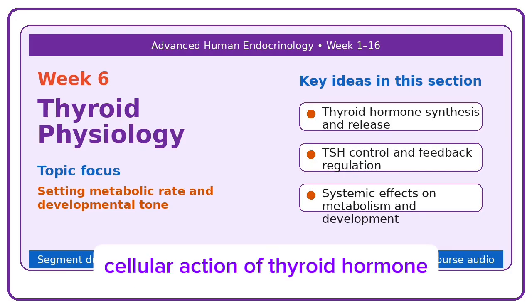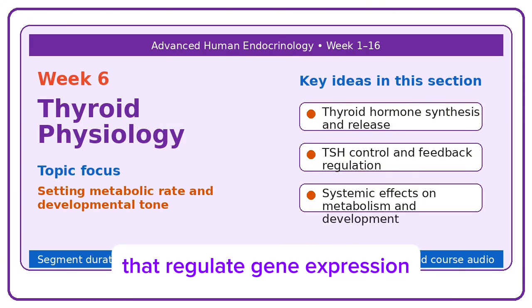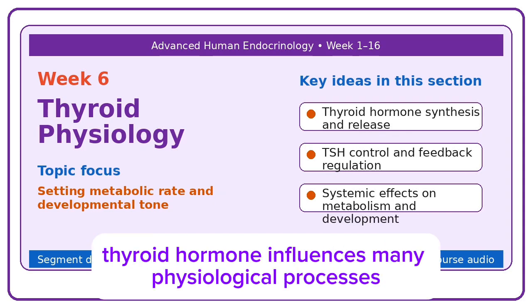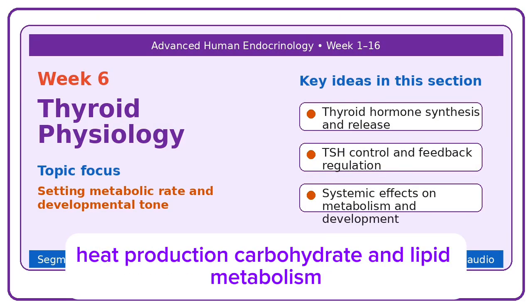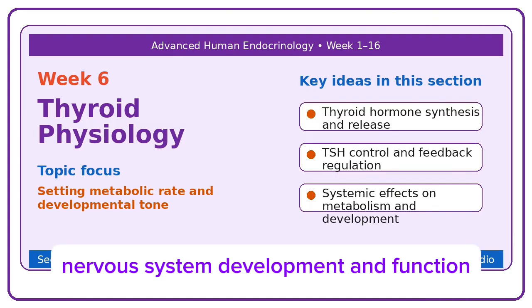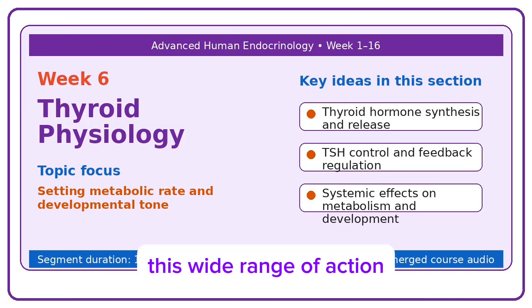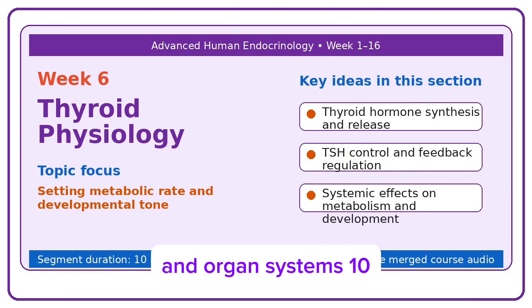9. Cellular action of thyroid hormone. Thyroid hormone acts mainly through intracellular receptors that regulate gene expression. By altering transcription, thyroid hormone influences many physiological processes, including basal metabolic rate, heat production, carbohydrate and lipid metabolism, growth and development, cardiovascular responsiveness, and nervous system development and function. This wide range of action explains why thyroid disorders affect so many tissues and organ systems.